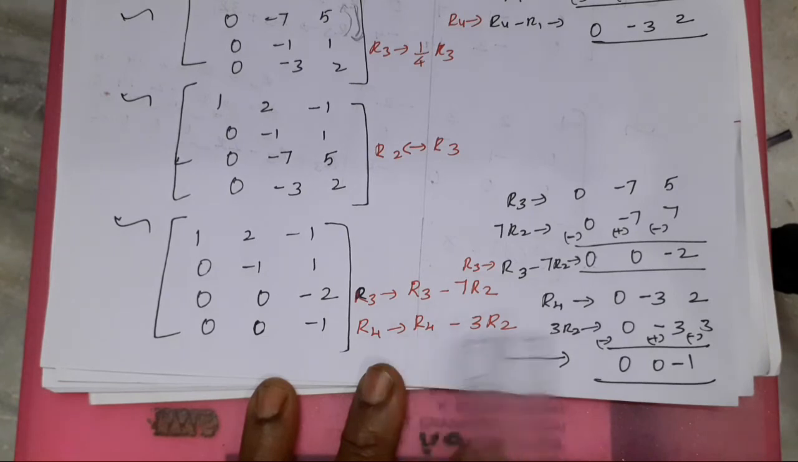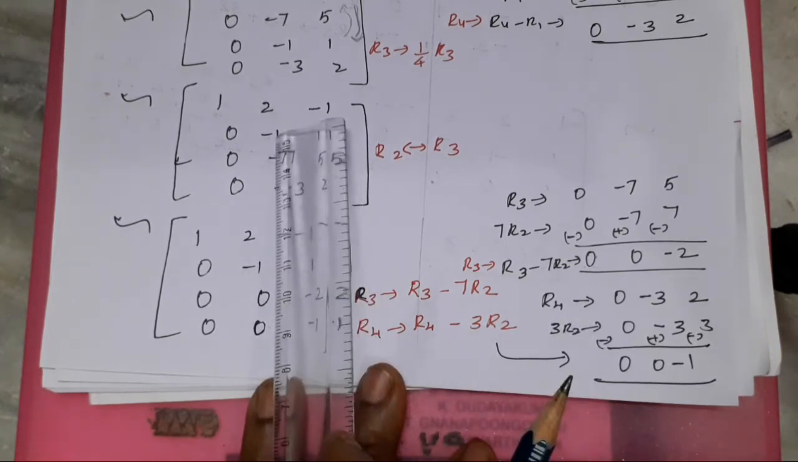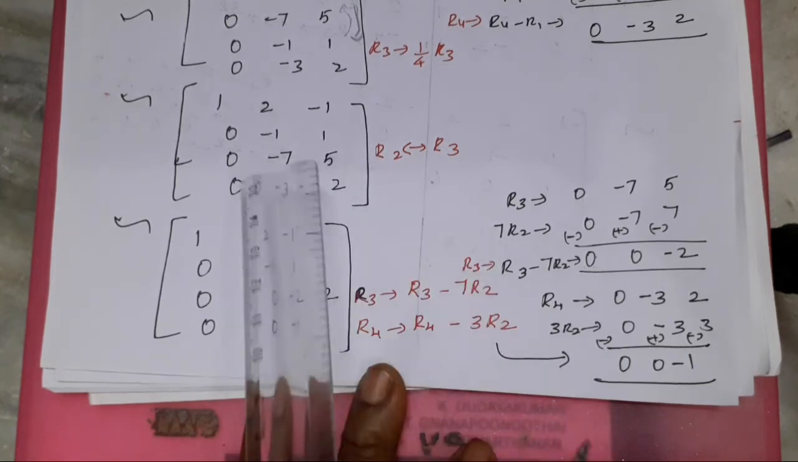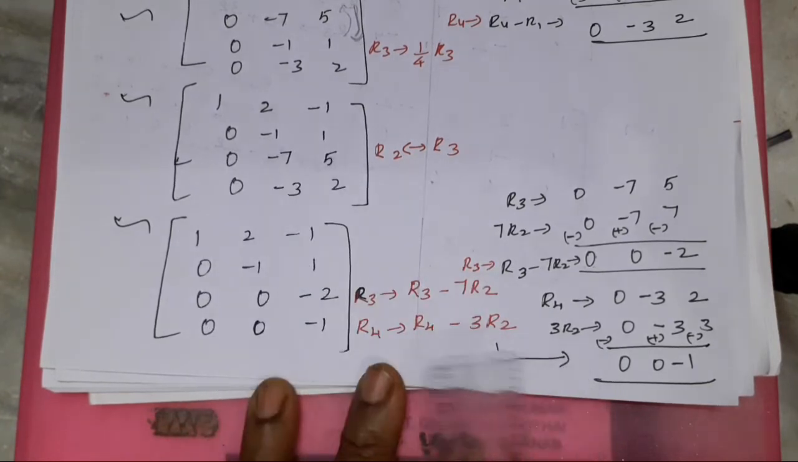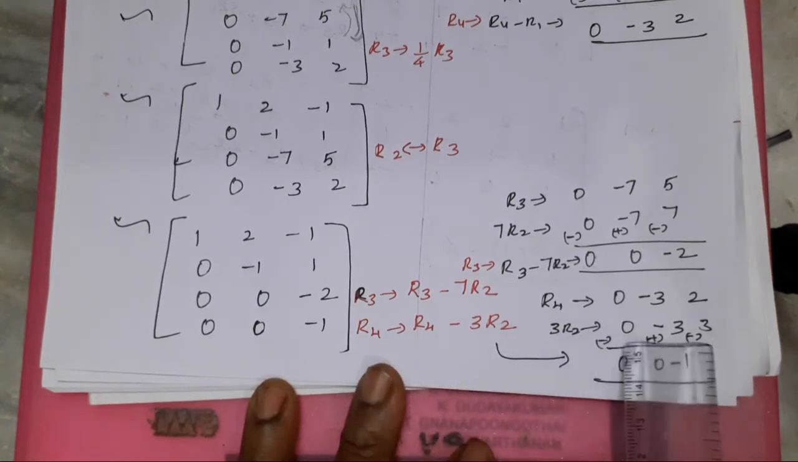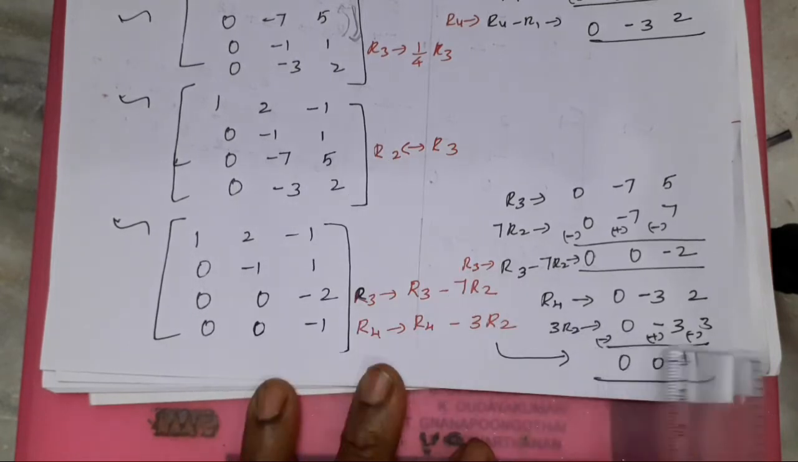Here we need the minus 3 to become 0. So minus 1 is multiplied with 3. After subtracting, minus 3 plus 3 becomes 0. So R4 gives R4 minus 3 R2. R2 is multiplied with 3. 0, minus 3, plus 3. Now you subtract, and we get what? 0, 0, minus 1. This is the calculation.